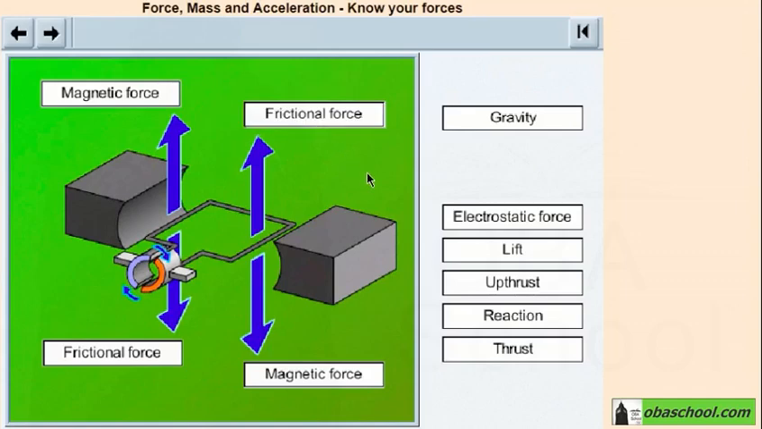Recall that the magnetic force is the force produced by a permanent magnet or electromagnet that can affect a magnetic material or an electric current. The frictional force as well is one of the forces that cause motion.